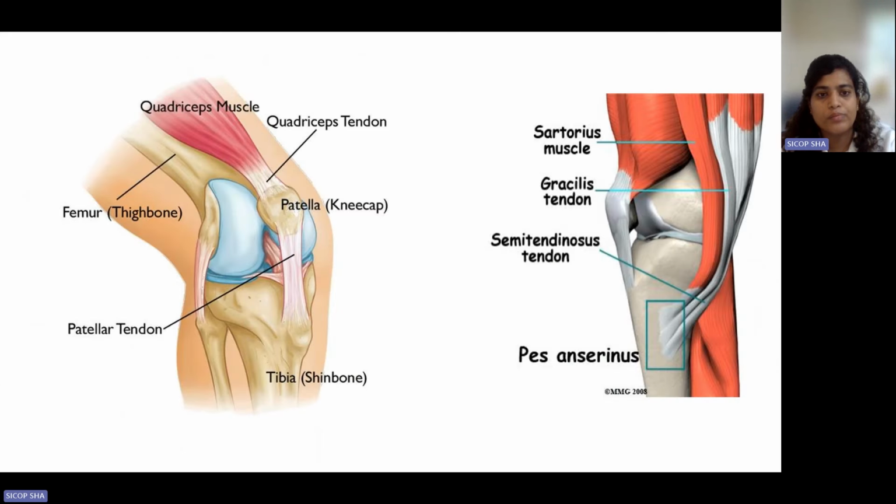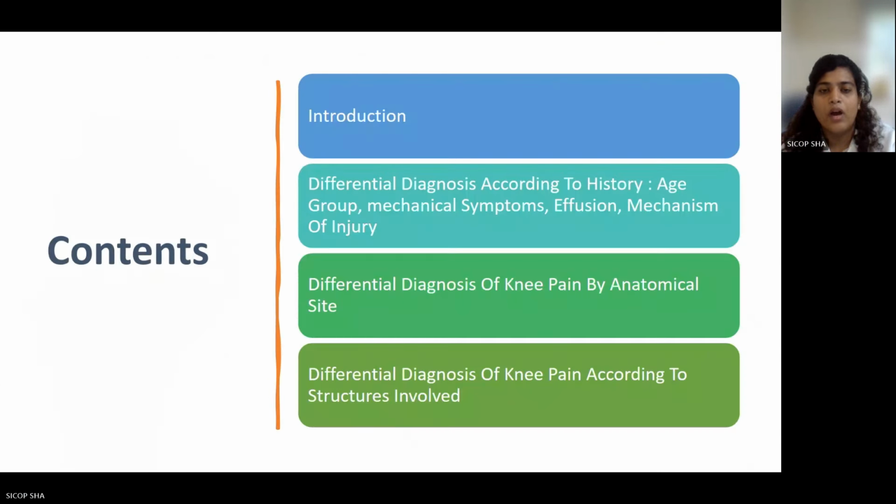We spoke about the introduction. Then we spoke about differential diagnosis according to the history. We had segregated the knee pain according to the different age groups, like which conditions are more prominent in the younger population, that is children, and then adults and the older population. Then mechanical symptoms that you need to ask the patient about, like if the patient has heard any popping sound or a giving way.